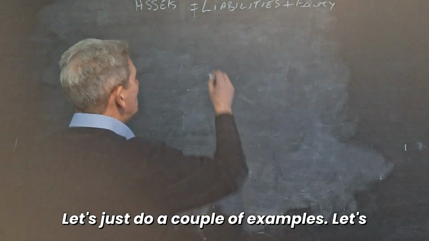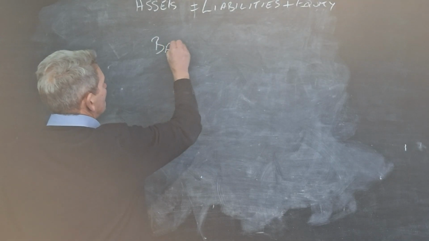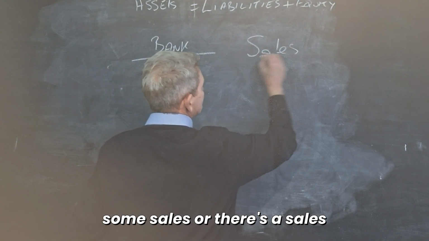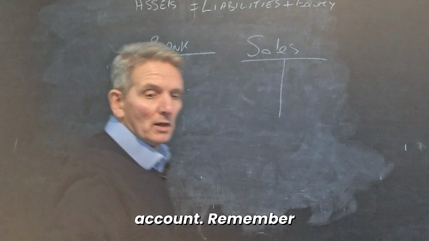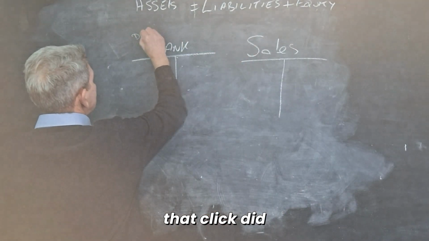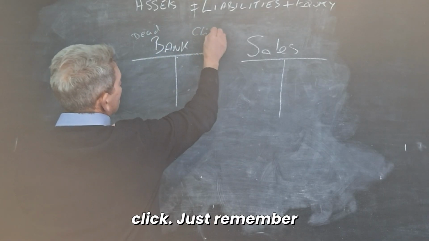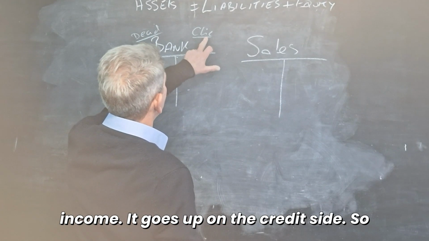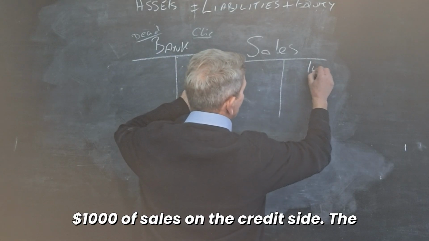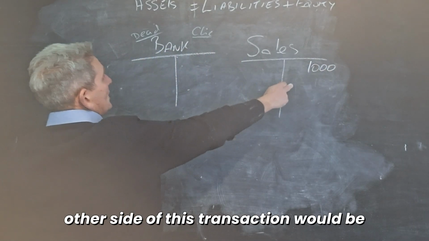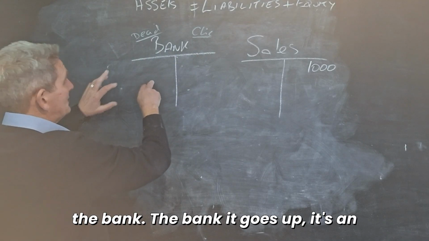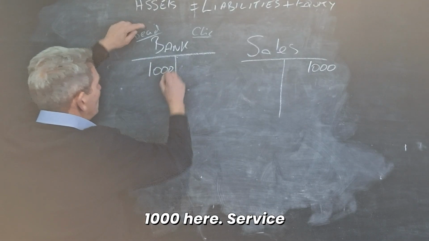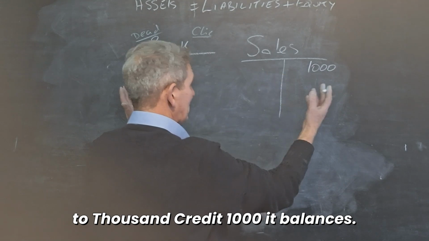Let's just do a couple of examples. Let's say we have a bank account. There's the bank. We're going to make some sales. Oh, there's a sales account. Remember, DEAD CLIC. Just remember that. We're going to make $1,000 of sales. Sales is income. It goes up on the credit side. So $1,000 of sales on the credit side. The other side of this transaction would be the bank. The bank goes up. It's an asset. It's the A here. So we'll do 1,000 here. Debit 1,000, credit 1,000. It balances.